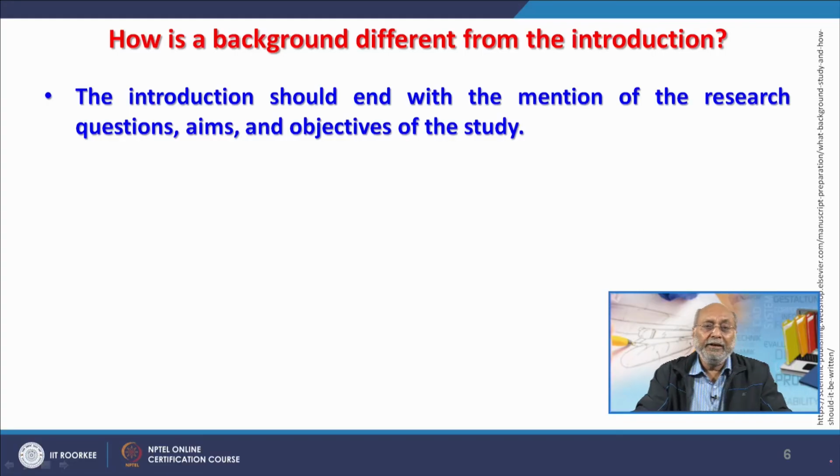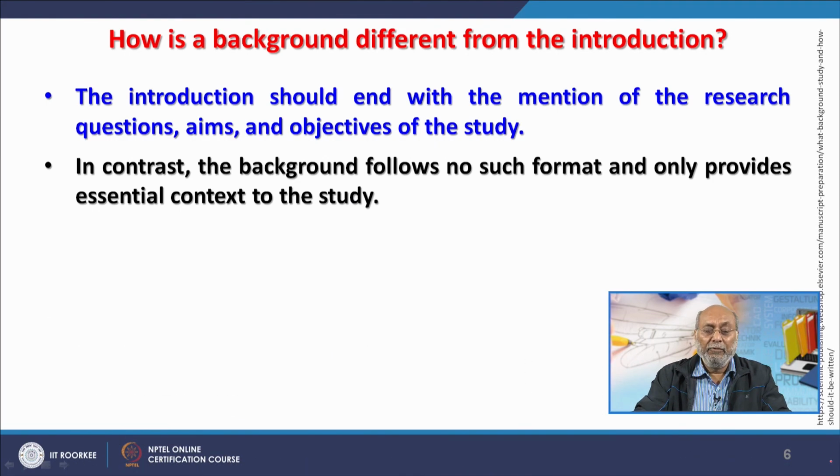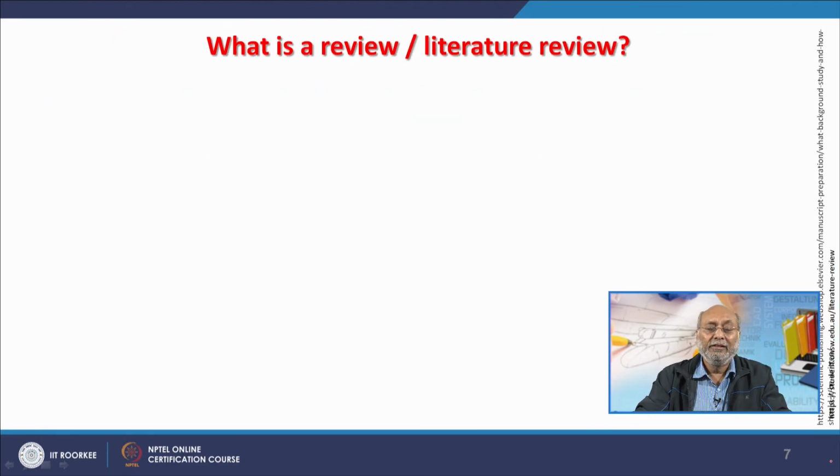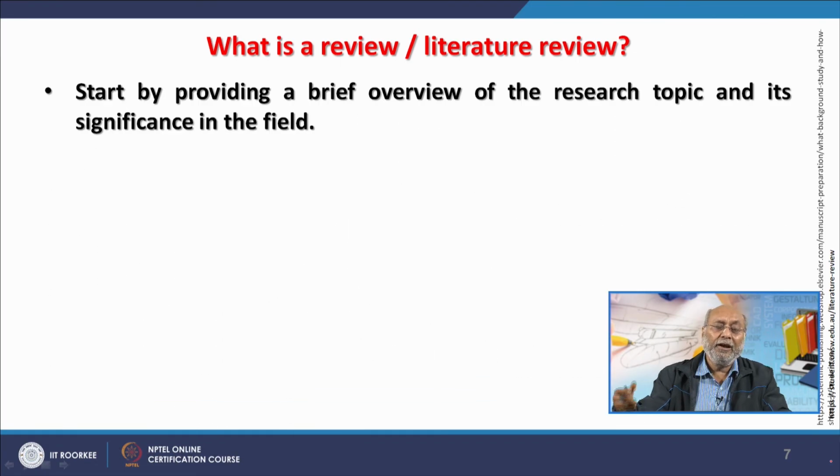Now, we know that the introduction generally ends with the mention of the research questions, aims, and objectives of the study. In contrast to the introduction, the background follows no such format and only provides essential context to the study. Basically, it provides the purpose of the study, and for that we review the already done work through the literature. The first step is to provide a brief overview of the research topic chosen and its significance in the field.